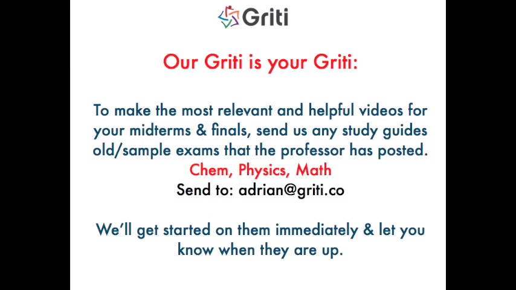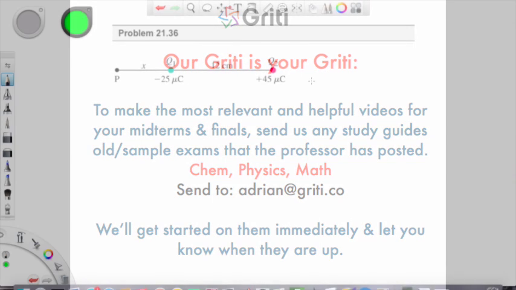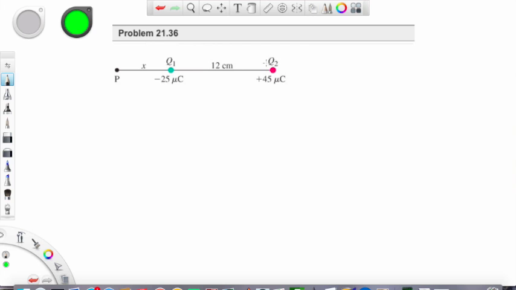In problem 2136, we are supposed to find the point P where the total electric field is zero.